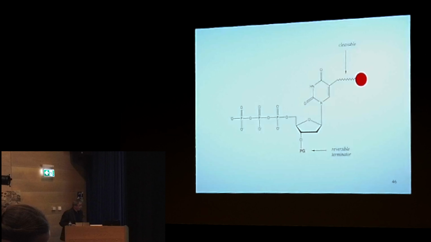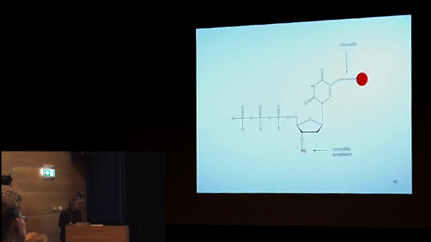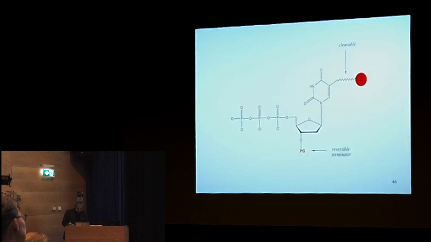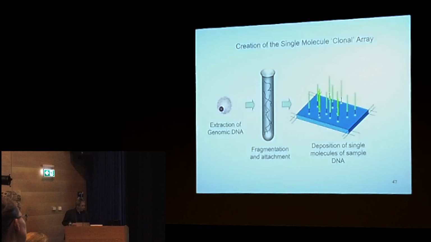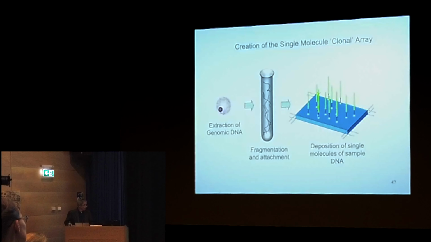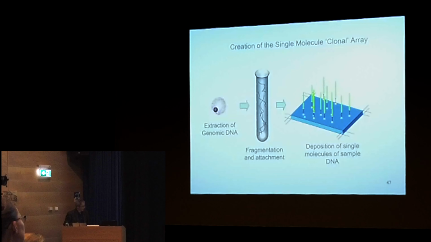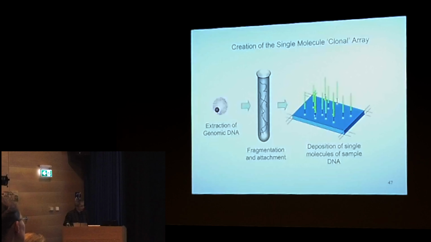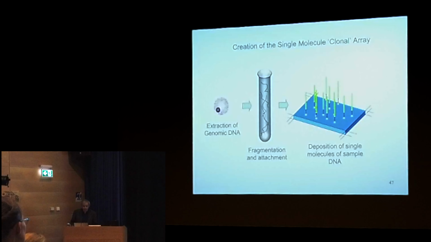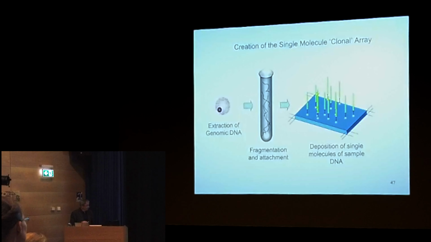So this is the nucleotide that Shankar designed, so it has a reversible terminator and a cleavage site for the fluorophore. And so the idea is we take genomic DNA, we fragment it and attach it, so we have single molecules on the surface that just need to be around a micron apart, so we can resolve them, and then we're going to, in parallel, sequence all these different single molecules of DNA at the same time.